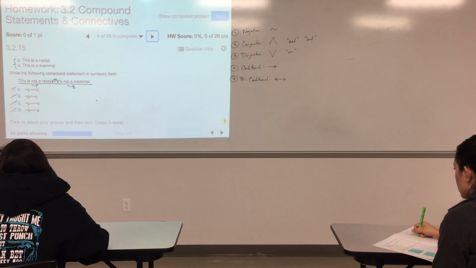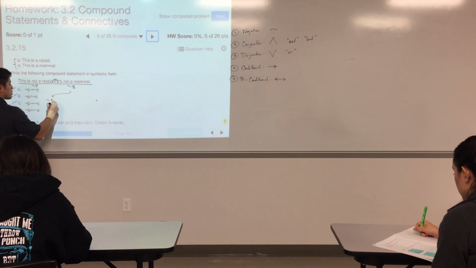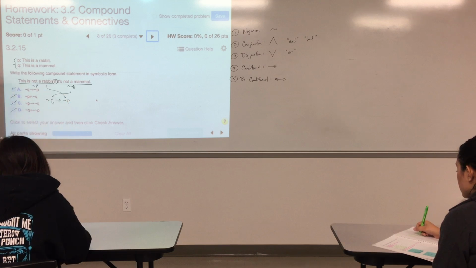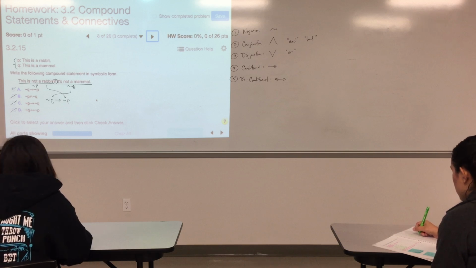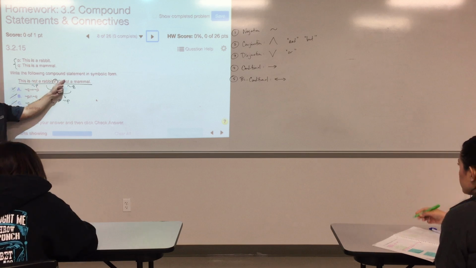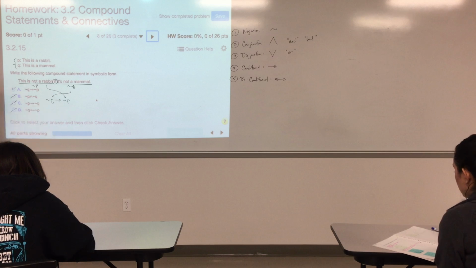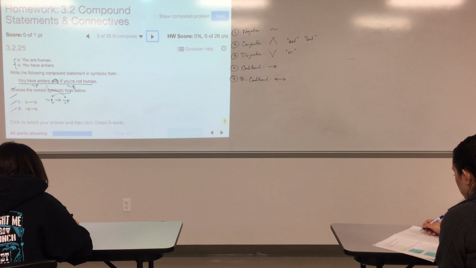Does that make sense, guys? Okay? Because of the if, it means this goes first before the arrow based on our chart. Make sense, guys? All right? Now, if it said, if this is not a rabbit, then it's not a mammal, then you would put this, then that, in order. Okay? But it's not. Let's keep going. I really take my time through this, because this can be very tricky for some students. All right, here we go.